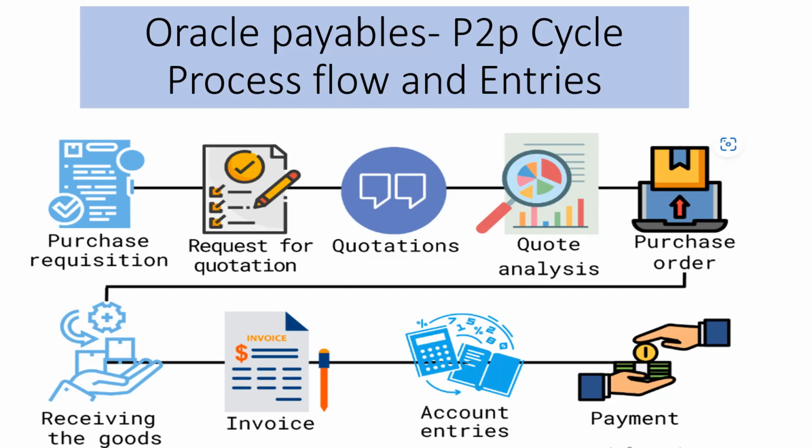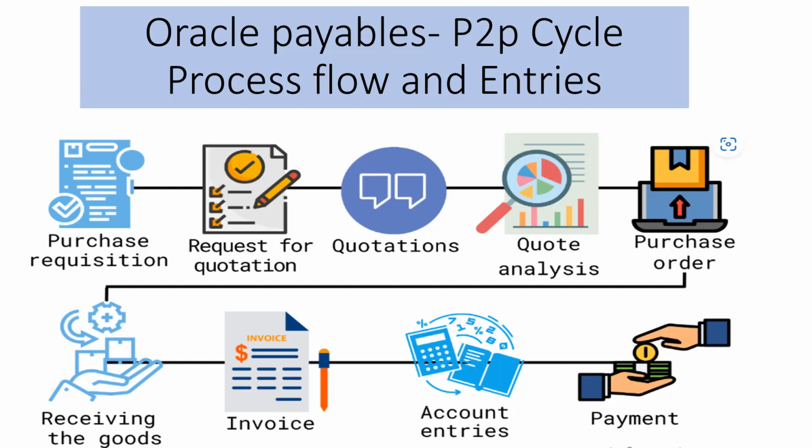Apart from that, we will see if there are any damages, in case you want to return the stock back to your suppliers. And here you can say receiving goods is nothing but a GRN. GRN stands for goods receipt note.